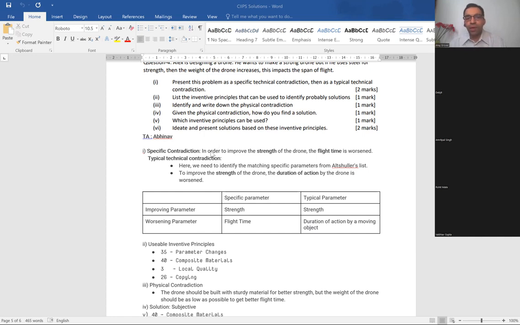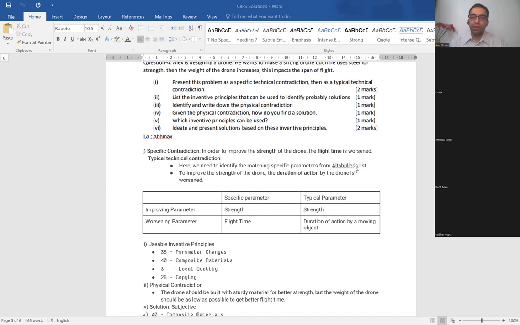So let's see here. Here it is written, specific: in order to improve the strength of the drone, the flight time is worsened. So you increased the strength, the flight time got worse. To move to a typical technical contradiction, we need to identify the matching parameters from Altshuller's list. In Altshuller's list, there are 39 parameters that he has talked about. So you have to match strength and flight time to one of those 39 parameters each.